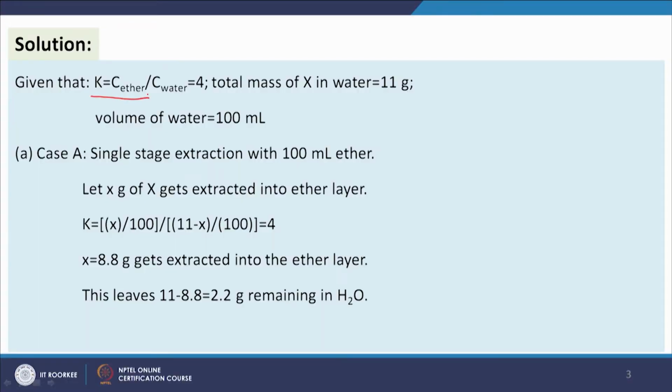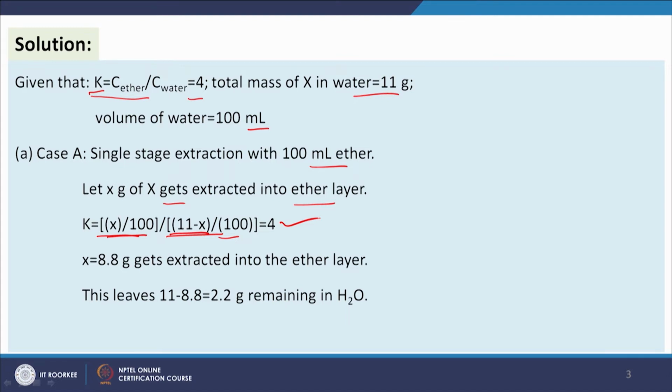So, what we will do, we have K, that is equal to the concentration of that pollutant X in ether divided by C water, that is equal to K, given as 4, and total mass is also given, that is equal to 11 gram. The volume of the water is given, that is equal to 100 ml. So, for case 1, single stage extraction with 100 ml ether, let x gram of X get extracted into the ether layer. The concentration in ether is x by 100 gram per ml. Then 11 minus x is the amount of X present in the aqueous phase, so the concentration is 11 minus x divided by 100. This concentration divided by that concentration is equal to K, as given here, 4.